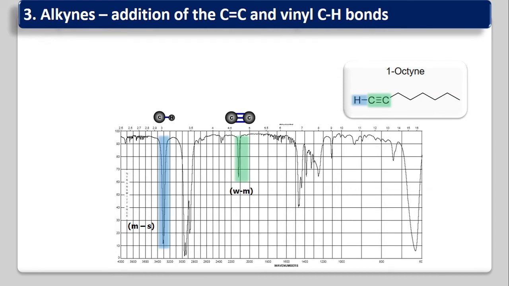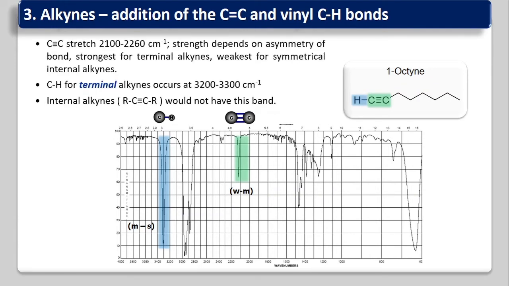For example, 1-octyne. If the spectrum looks like this, with a peak near about 2200 centimeter inverse, sharp, maybe weak to medium, then you conclude that your compound contains a carbon-carbon triple bond. Secondly, if you are getting a sharp and long peak at 3300 centimeter inverse, that is for the sp hybridized carbon-H bond. A terminal alkyne is there.